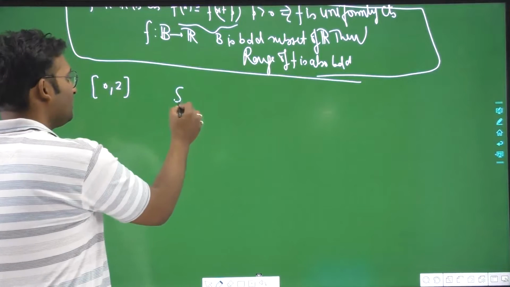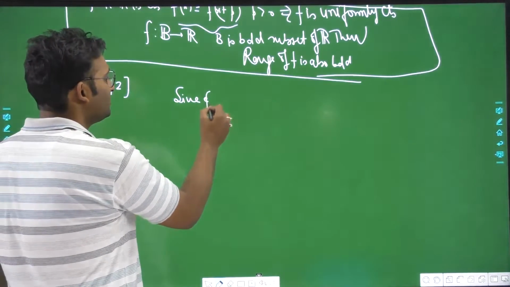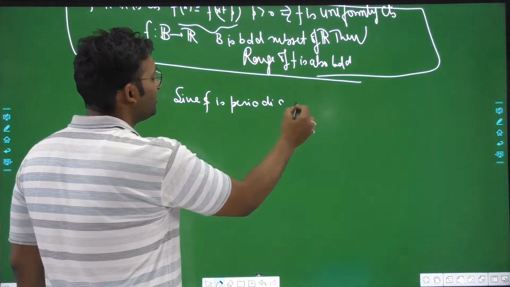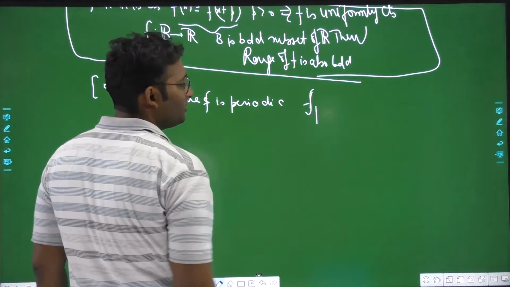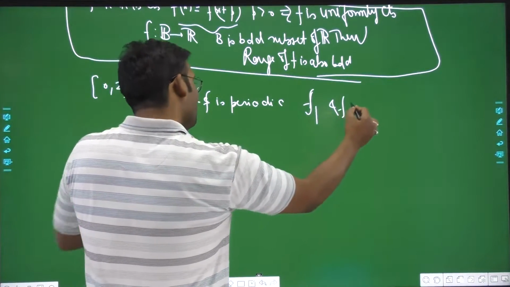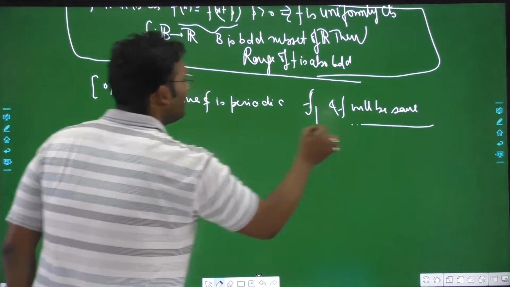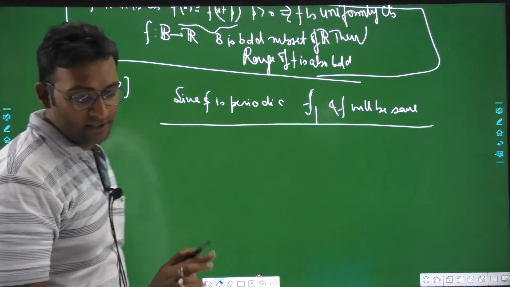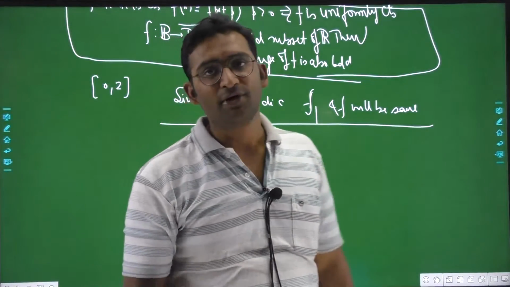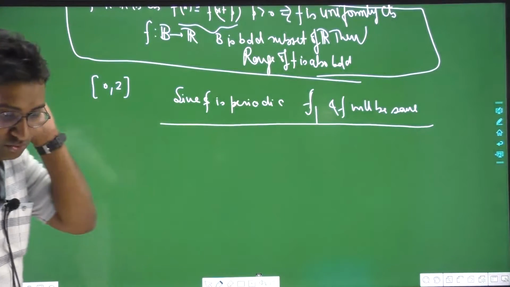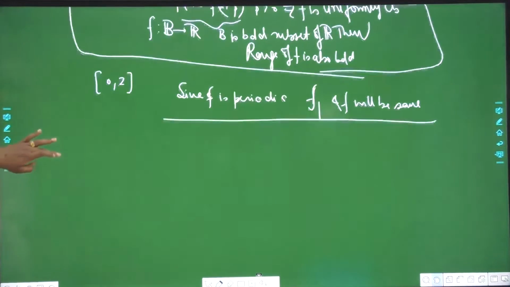Since f is periodic, what I can say? I can say the range of the restricted function and f will be the same. So clearly the function will be bounded. So f is not necessarily bounded above, is rejected. So option number 1 is rejected. Now remains the other options. So how to do these questions? How to do this question?